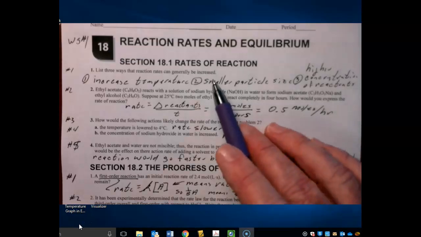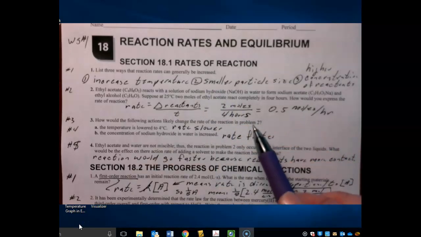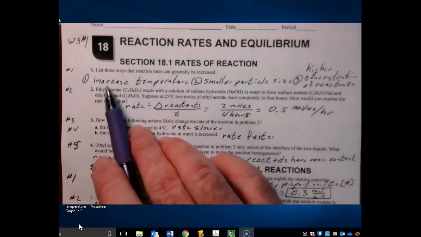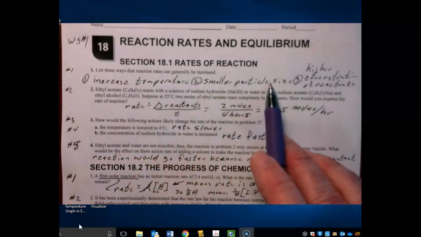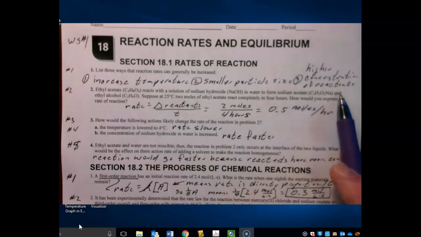The first question you had to answer in the assessment on section 1 was: list 3 ways that reaction rates can generally be increased. And those would be increase the temperature, have smaller particle size, or have higher concentration of the reactants.